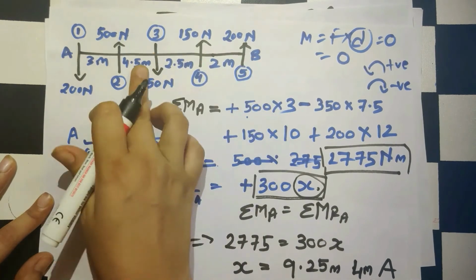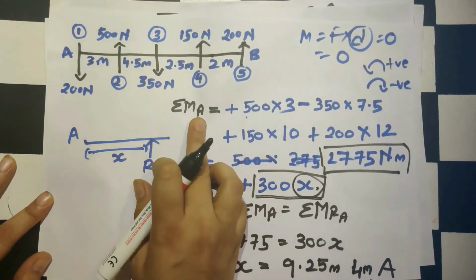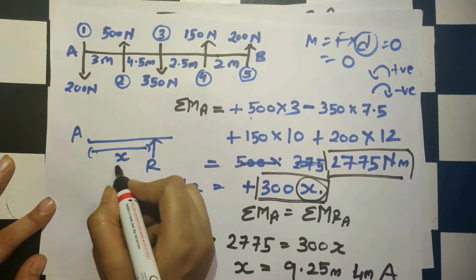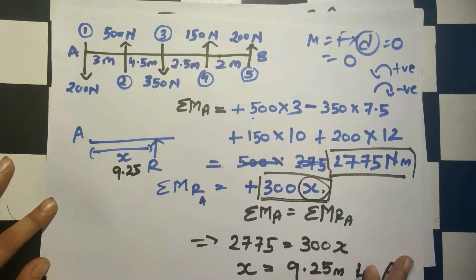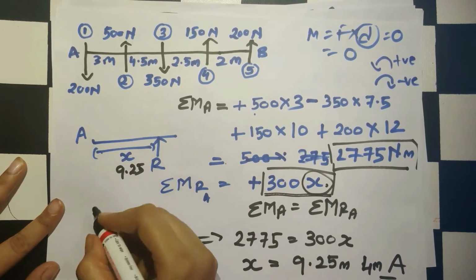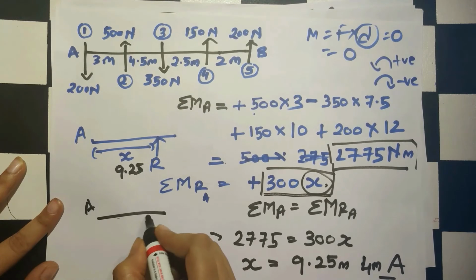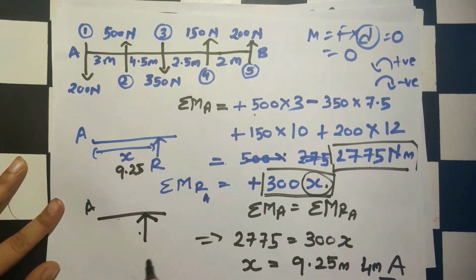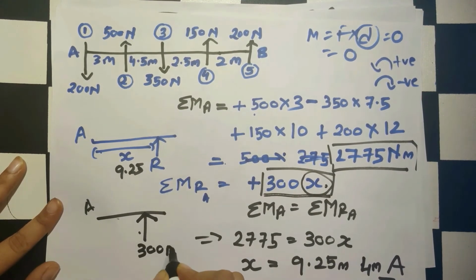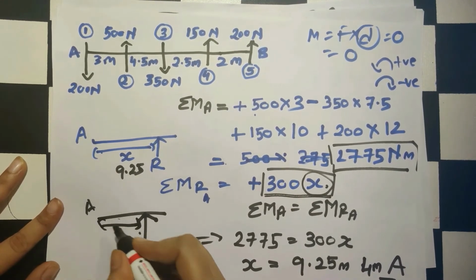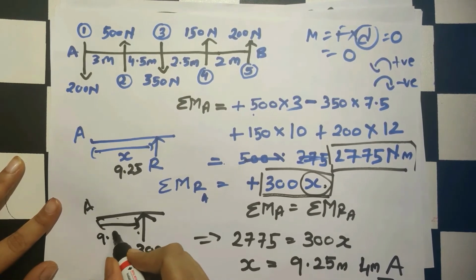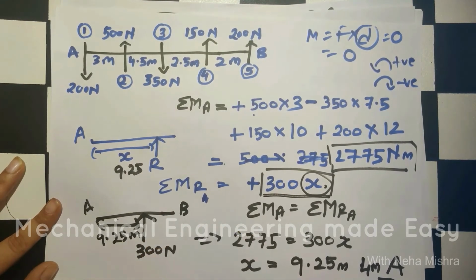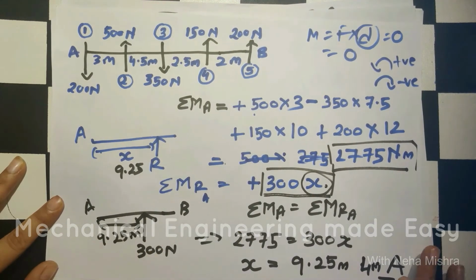It is very important. It is not from point B, because we have taken all the moments from point A. So x is coming as 9.25. So finally, how will the rod be? Your force will be acting in the upward direction, which we have found out, with magnitude 300 Newton, and it will act at 9.25 meter from point A. I hope this is clear to you now.